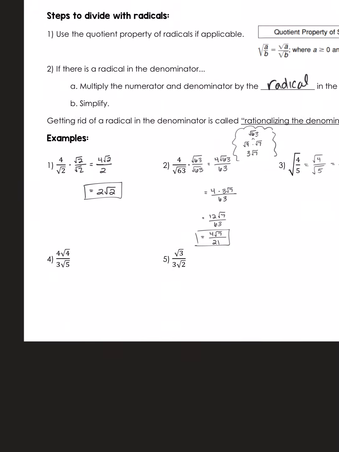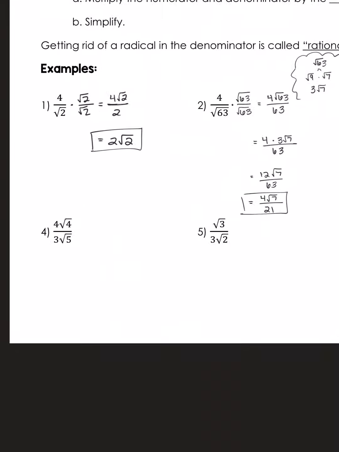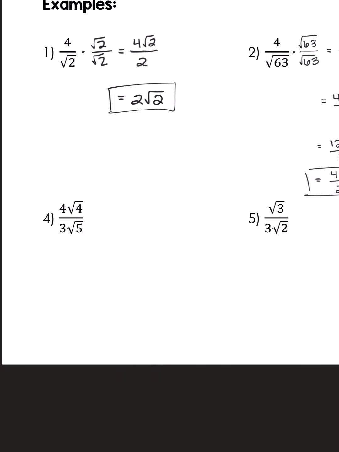These problems don't get that much more complicated. The first step every time, well, maybe not every time, most times, is going to be to multiply by whatever radical is in the denominator. In this case, I have 3 radical 5 in the denominator. So when I multiply, I'm multiplying both of these by the square root of 5.